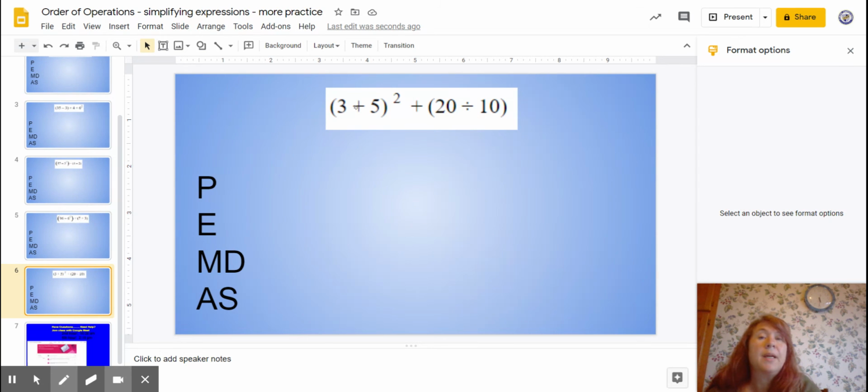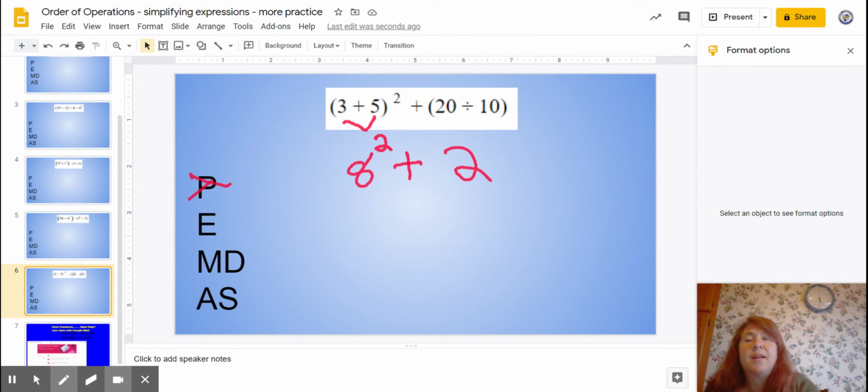So 3 plus 5 is 8. Well, now the 8 should be squared because we solved what was in the parentheses, and it's telling us we're squaring what's in the parentheses. I'm going to bring down my adding sign. Now I got to figure out 20 divided by 10. That's also in parentheses. 20 divided by 10 is 2. Now I'm done, finished off with my parentheses.